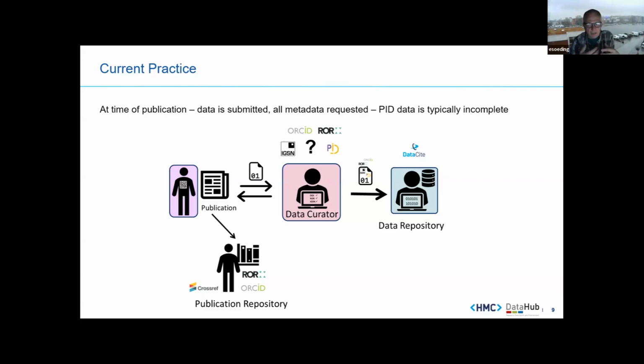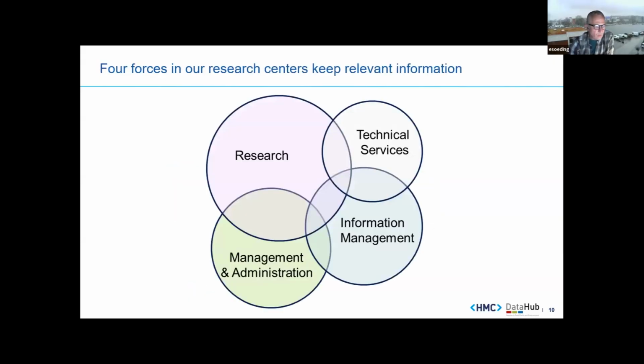So we're thinking about how can we fix that, and how can we make this work? The underlying principle for us is that we cannot make the researcher responsible for everybody and for everything. We have to make different parts of the organization responsible for the information that they are supposed to manage, and basically feed this information that they manage into the workflows.